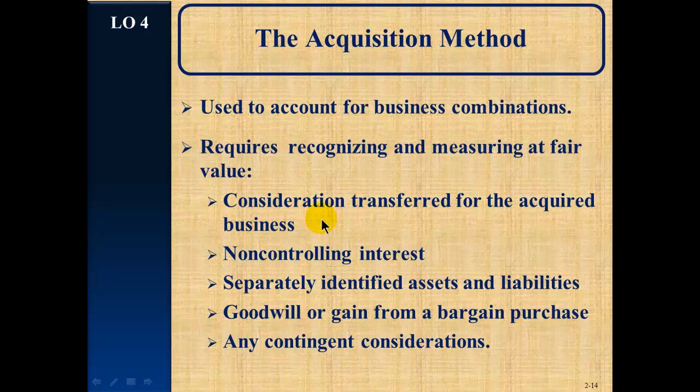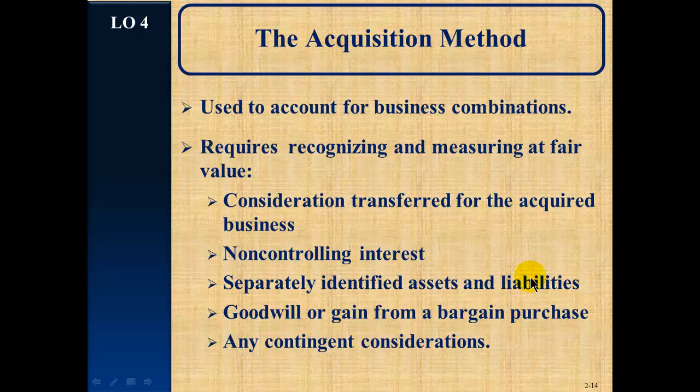And you're saying, okay, what did I use to buy the business? Did I issue stock? Did I pay cash? And that obviously you can determine a fair value based on that. You'll have separately identified assets and liabilities. So what is it you're buying? What is the fair value of those assets? What is the fair value of the liability?